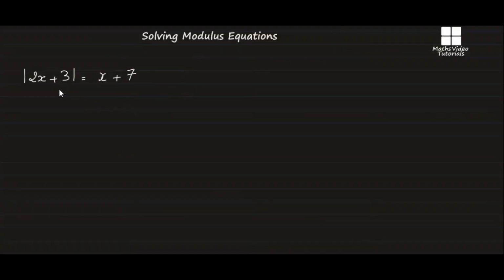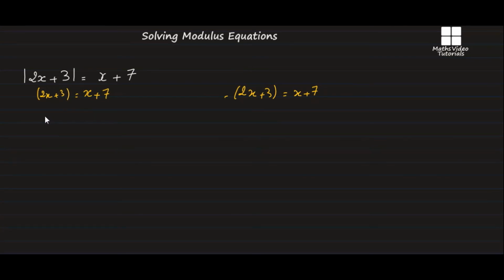We continue solving modulus linear equations. This one here has a modulus on the left hand side and a simple linear expression on the right hand side. This modulus will return either a positive, 2x plus 3 equal x plus 7, or a negative, 2x plus 3 equal to the same expression x plus 7. So we have two equations to solve, and therefore we'll have two answers.